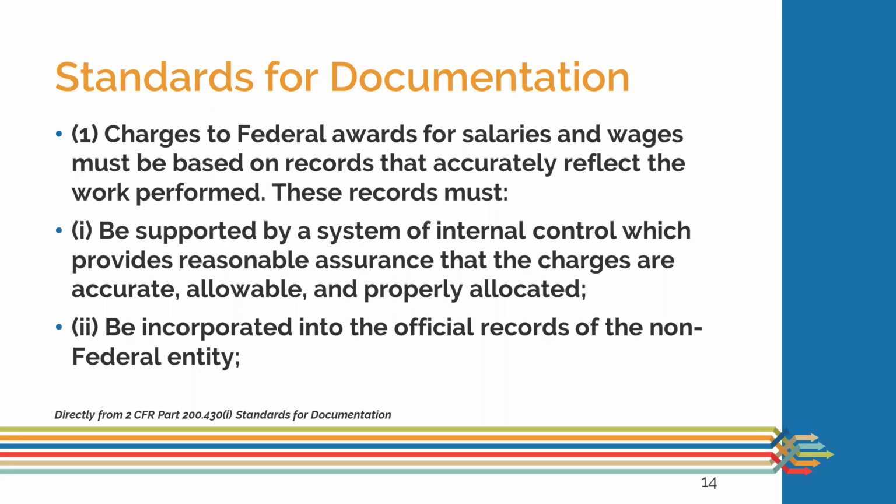Virtually any kind of control that you have will not provide absolute assurance due to the variables that happen in that process. But for grant guidelines, all they're requiring is a reasonable assurance that your timesheet is accurate, it's allowable, and that it's properly allocated. So if you're in a funding system and you have multi-split grants, then it's properly allocated to those grants. And then again, that timesheet should be incorporated into your policies and procedures, which is your official records.